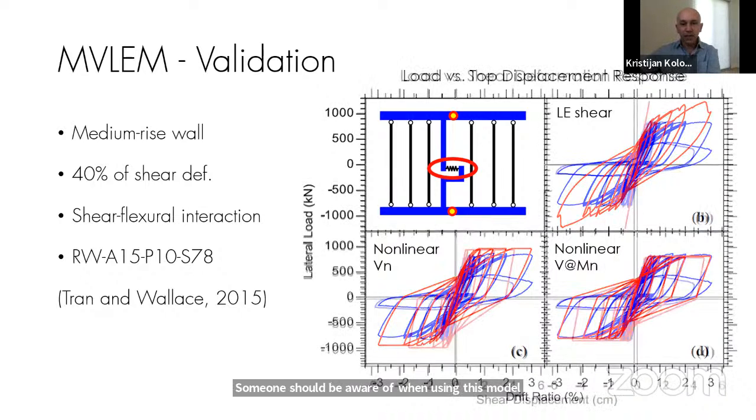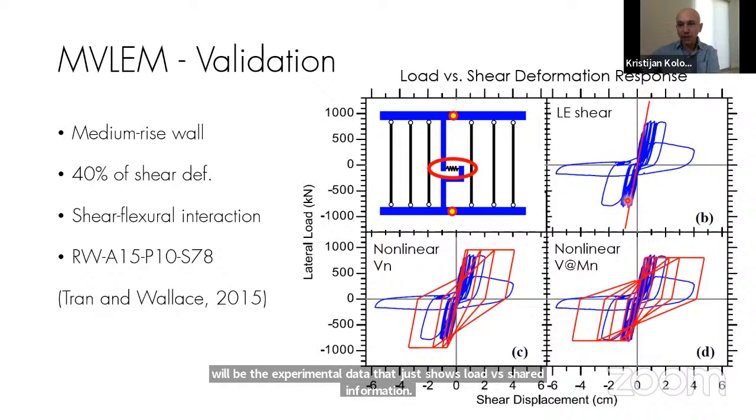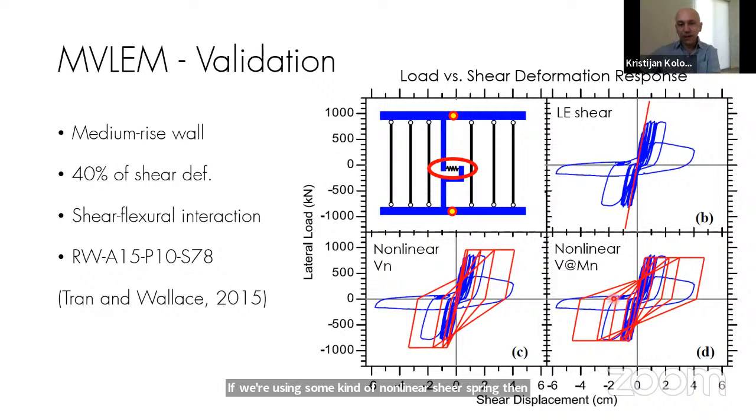What are their limitations? Here we can see actually just the response of this shear spring. And again, this will be the experimental data that just shows load versus shear deformation. This is the linear elastic shear spring we're using. Obviously not that good of a choice. If we're using some kind of nonlinear shear spring, then you can get closer. But again, keep in mind that shear and flexure are uncoupled.